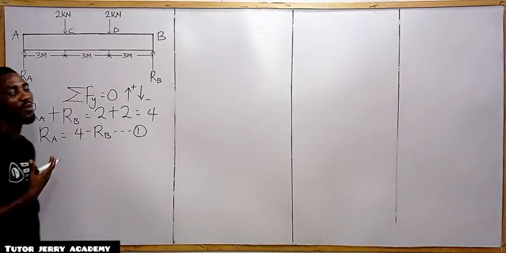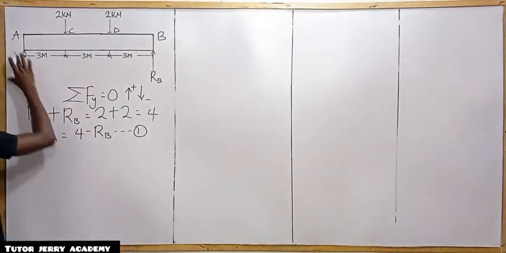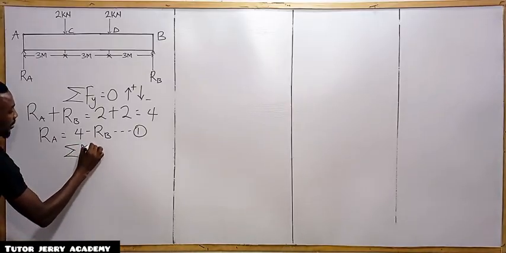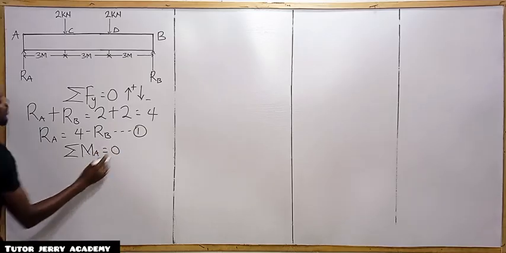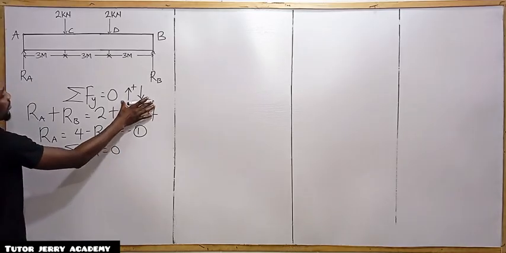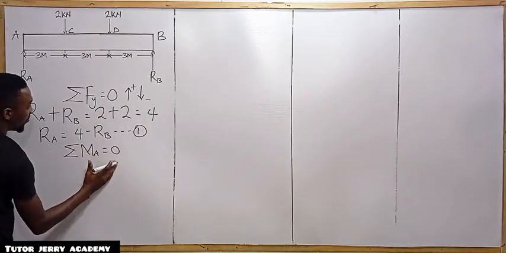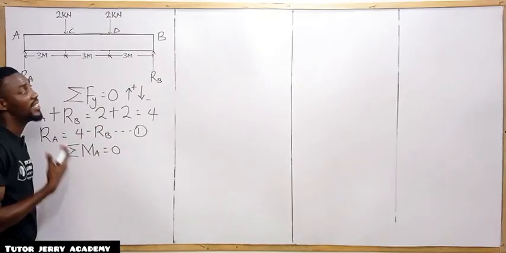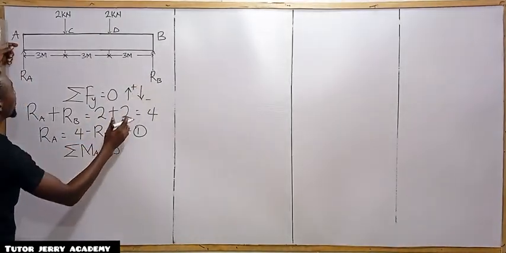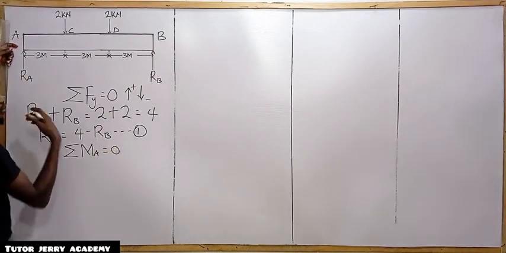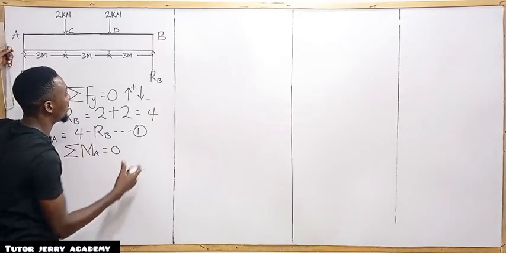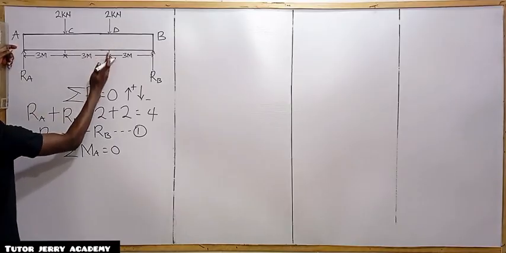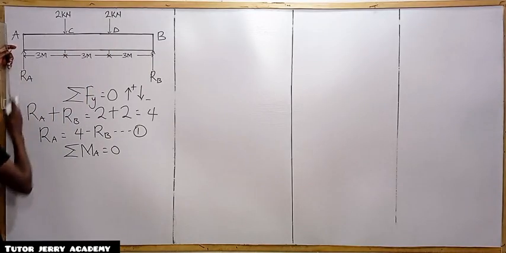So the next thing we are going to do is to take the summation of moment about point A. So the summation of moment about point A should be equal to 0. Again, upward force positive, downward force negative. The moment produced by our upward force is positive, the moment produced by our downward force is negative. If we stand at this point, we are taking our moment towards this side. We know moment is force times perpendicular distance.